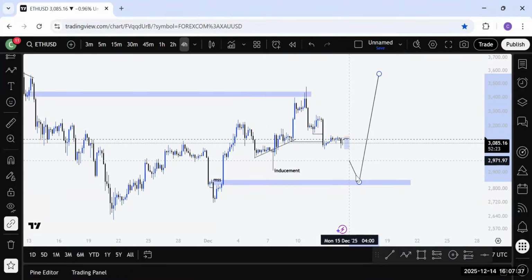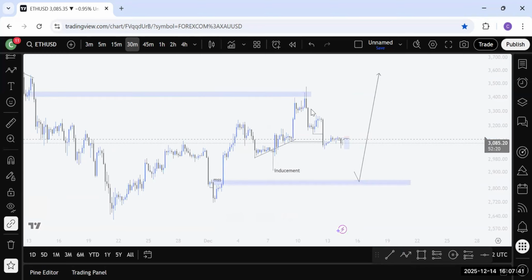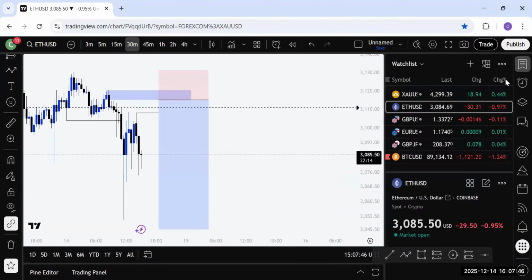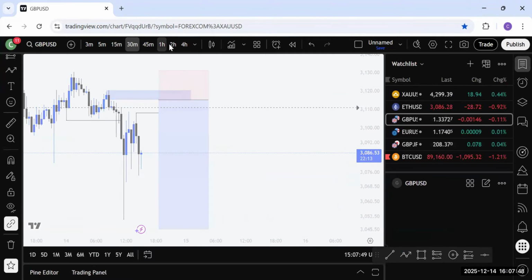So this is it on Ethereum. To look for a sell to this zone, to look for a buy. And I'm currently waiting for this particular sell entry on Ethereum. Then let's go to the next pair, which is GBP USD. So on GBP USD, let it load.